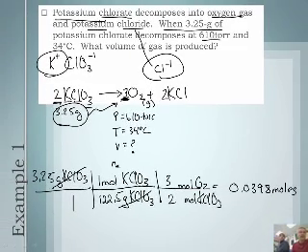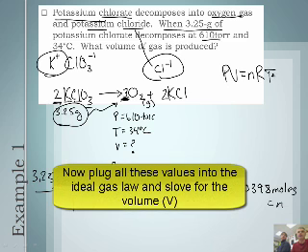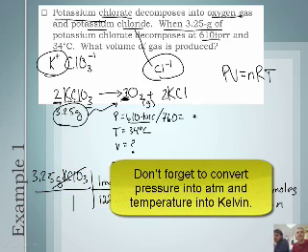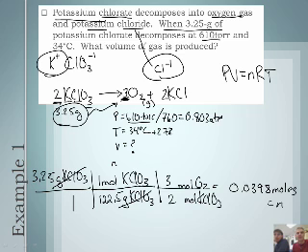That's n. So we're going to do PV equals nRT, and we're going to solve for V. Now we have an issue here. Pressure is 610. We'll just divide that by 760 to get our atmospheres, 0.803 atm. And temperature, we'll add 273, and we get 307. And so now I'm going to plug my numbers in.